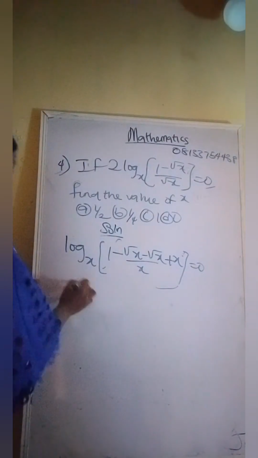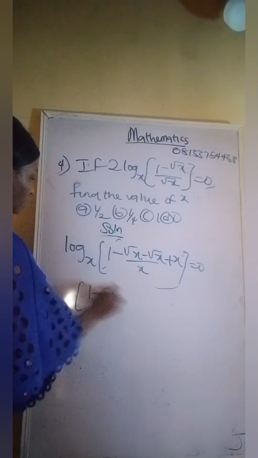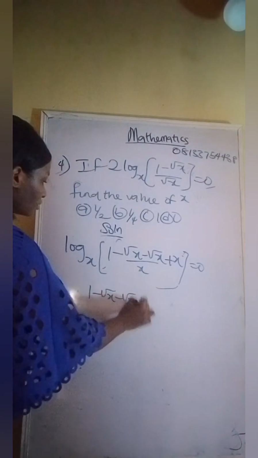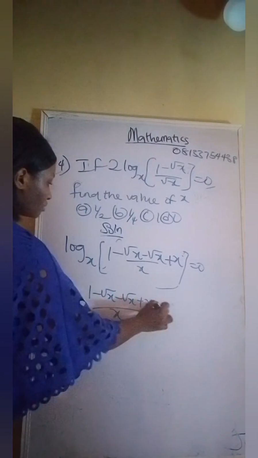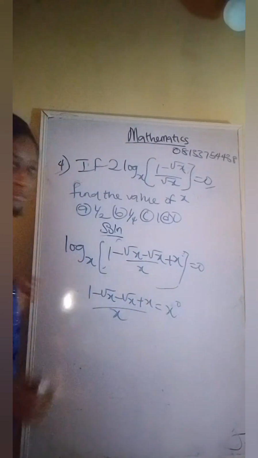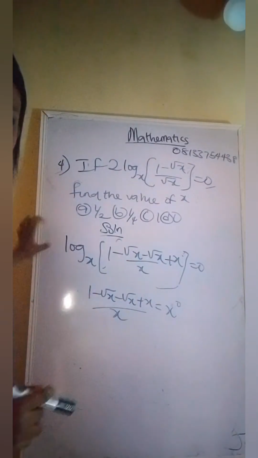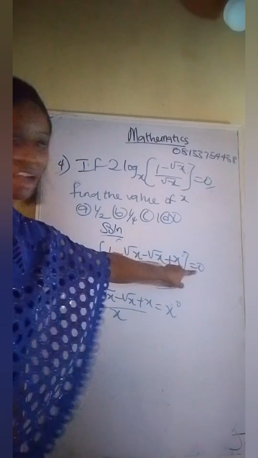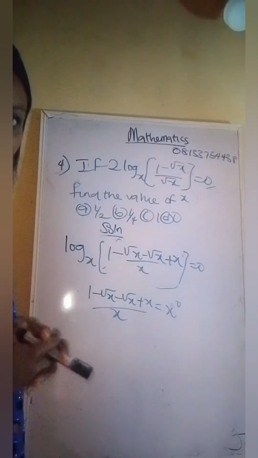So that will be what? 1 minus root x. Okay, we can just remove the minus root x plus x over x, x raised to power 0. So it's that simple. So we've removed the logarithm now. Our x has become the base. Our 0 has become the power. It's also part of the laws in logarithm.